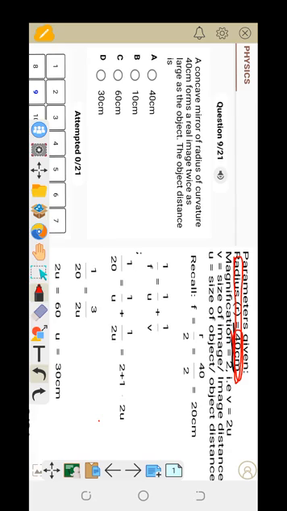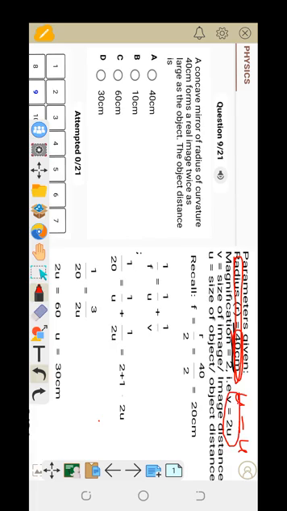Then it forms a real image. A real image means the image, we'll call the image V, and we'll call our object U. It forms a real image twice as large as the object. If our object is U, then our image is twice U. That's our V equals 2U.